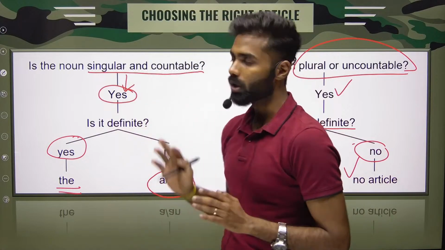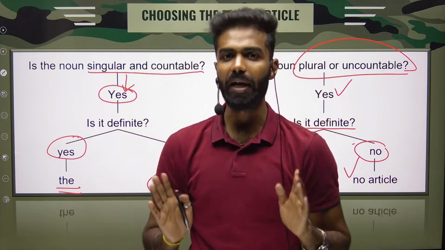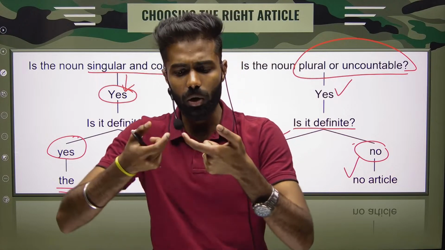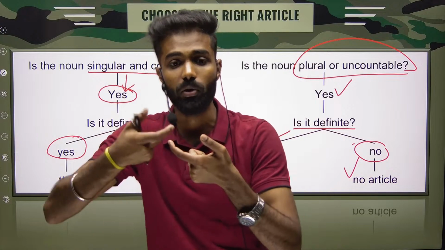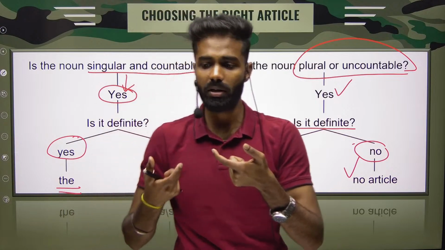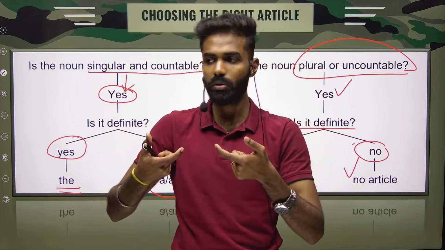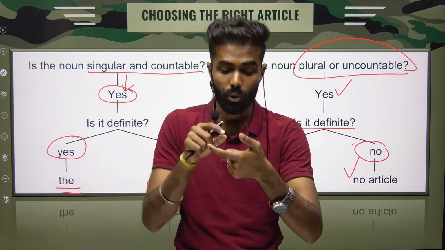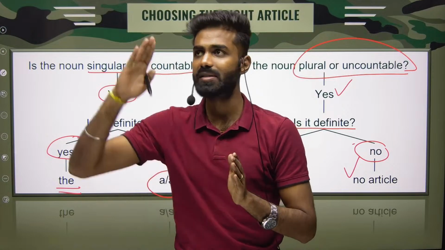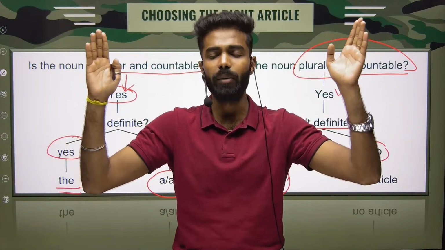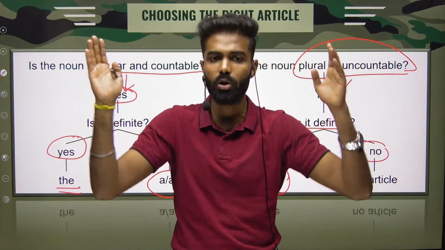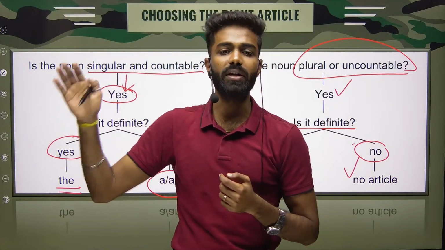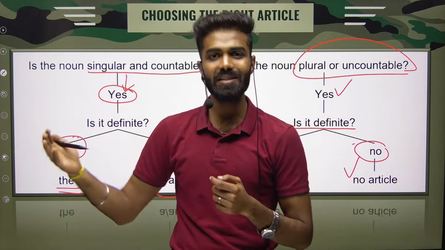All right. So what you will do, just do the mind map. You will take a noun. You are very clear that the article will always be placed before the noun. So you're going to insert an article before a noun. Now you're going to ask yourself: is it singular or plural? Is it countable or uncountable? If it is countable and singular, then definite or indefinite. Definite means the. Indefinite means a or an.